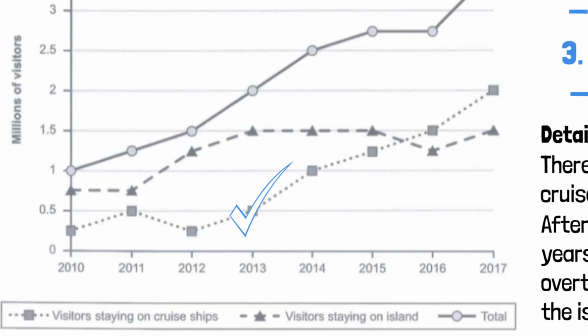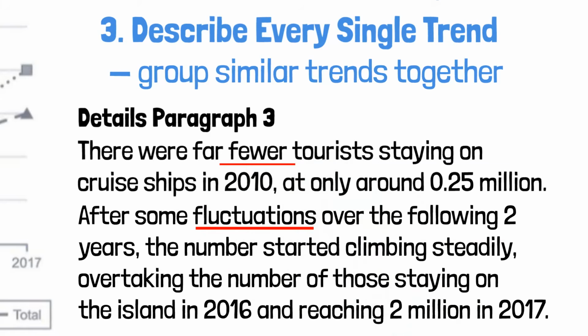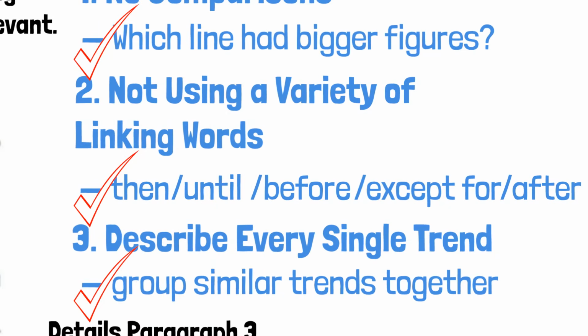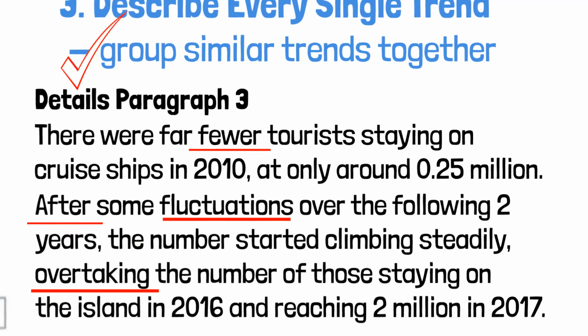Please note that I didn't say it increased and then decreased. That would be too detailed. I used the fluctuations instead. I didn't use and then, I used the linking word after this time. I will put it here. Also note the verb overtake. By using overtake, I'm telling the examiner cruise ships have bigger figures from 2016 on. It's a comparison. That's it.